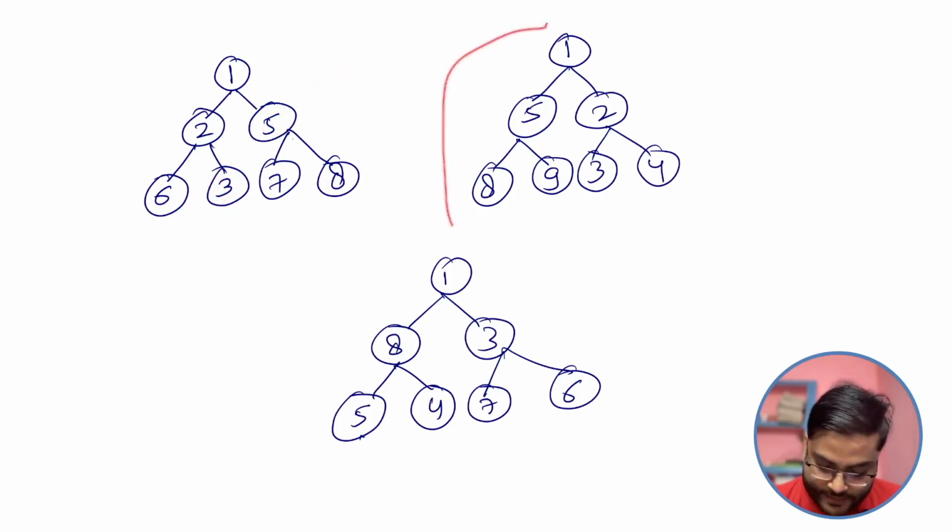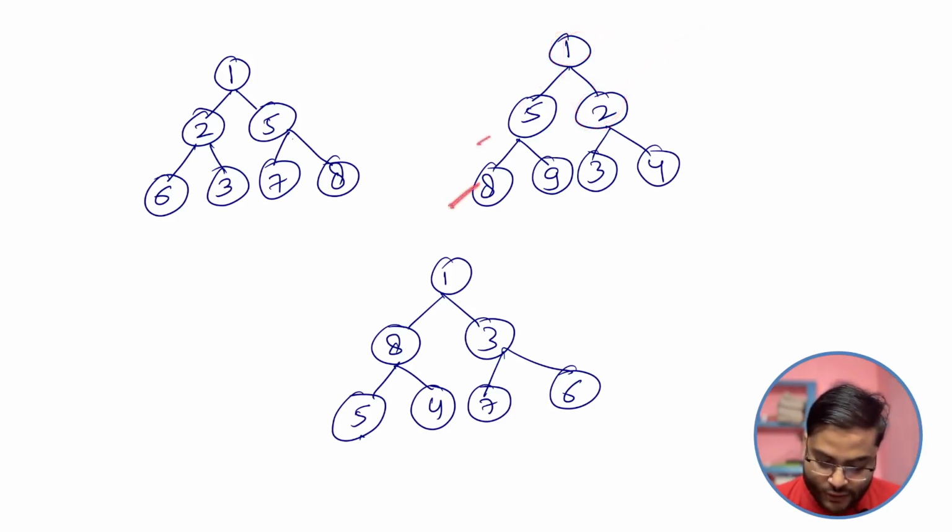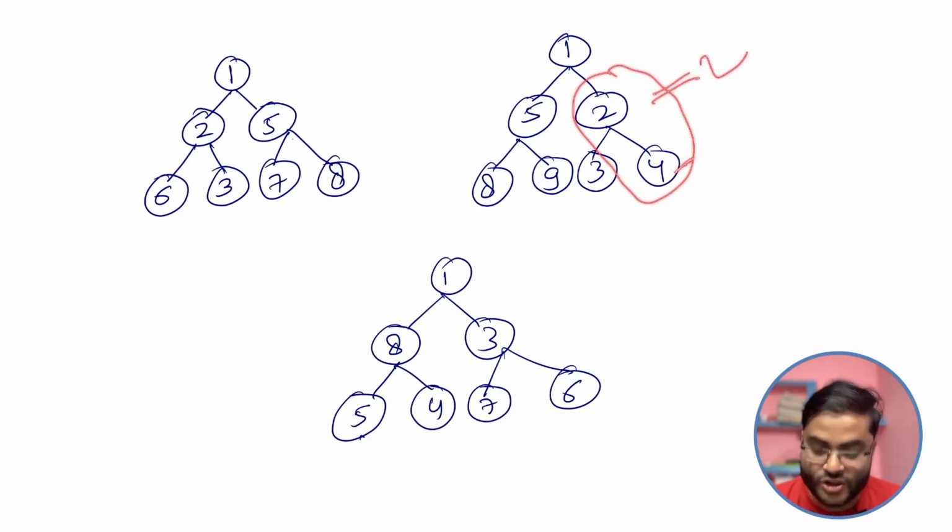Okay, come to this one. So 5 is a child of 1 and 5 is greater than 1. So this follows the property. 2 is a child of 1 and 2 is greater than 1. So this also follows the property. 8 is a child of 5 and 8 is greater than 5. This also follows the property. 9 is a child of 5 and greater than 5. So it also follows the property. 3 is a child of 2 and 3 is greater than 2. It also follows the property. 4 is a child of 2 and 4 is greater than 2. So it also follows the property.